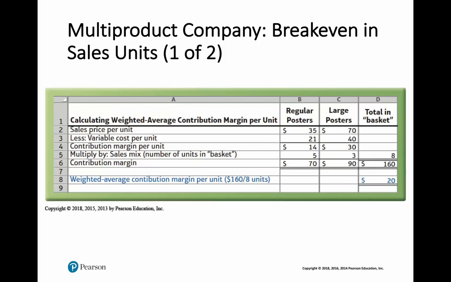So here what we're saying is for every 8 posters we sell, 5 are going to be regular, 3 are going to be large. So that's our constant sales mix. Every time we sell 8 posters, it's going to be 5 regular, 3 large over time.